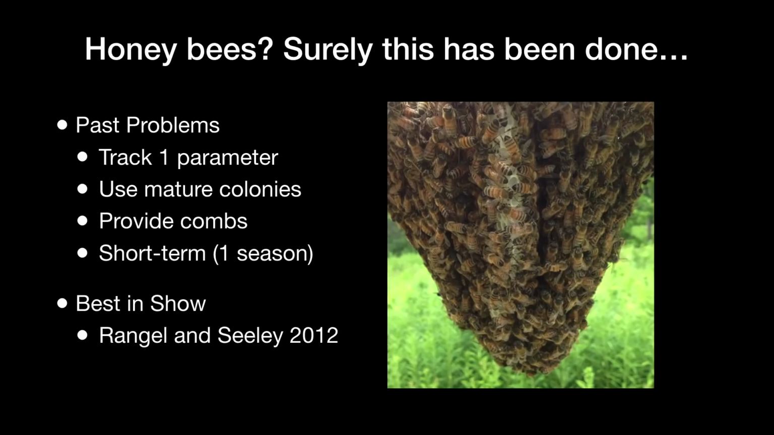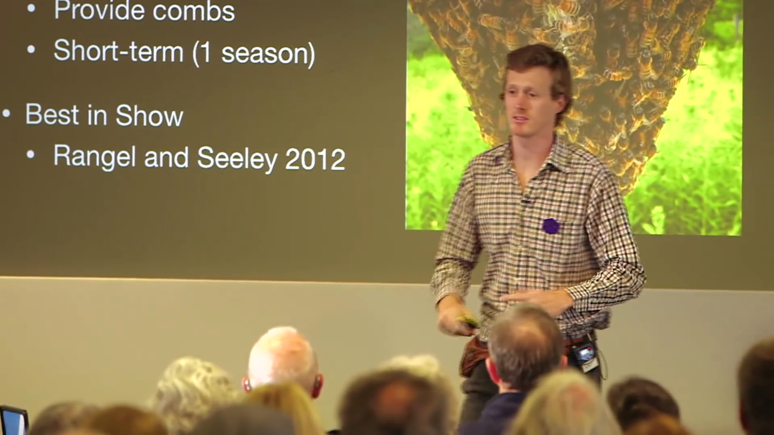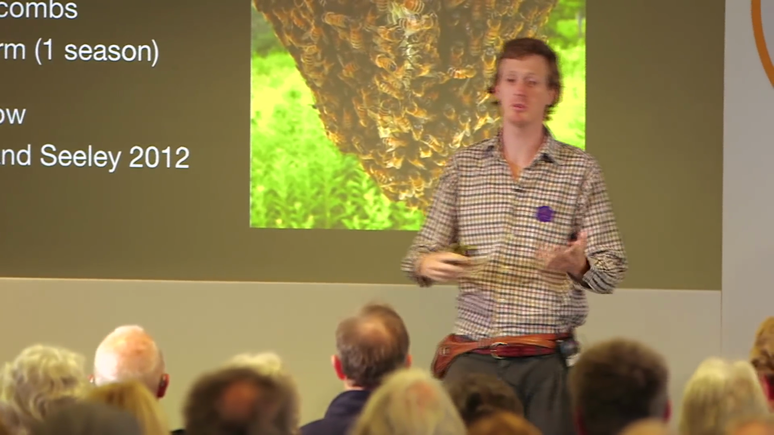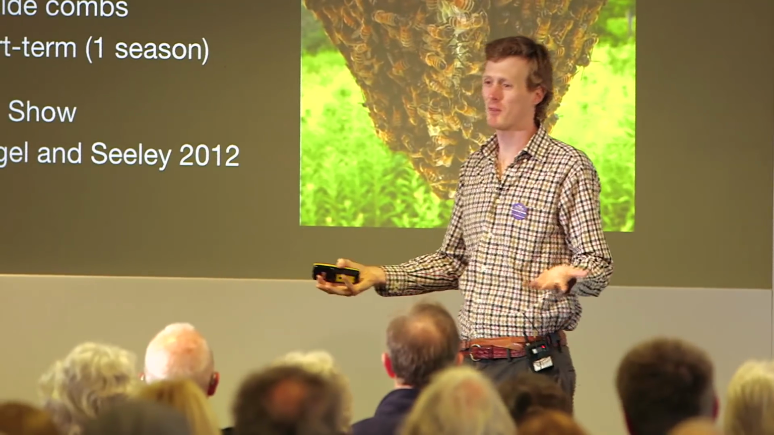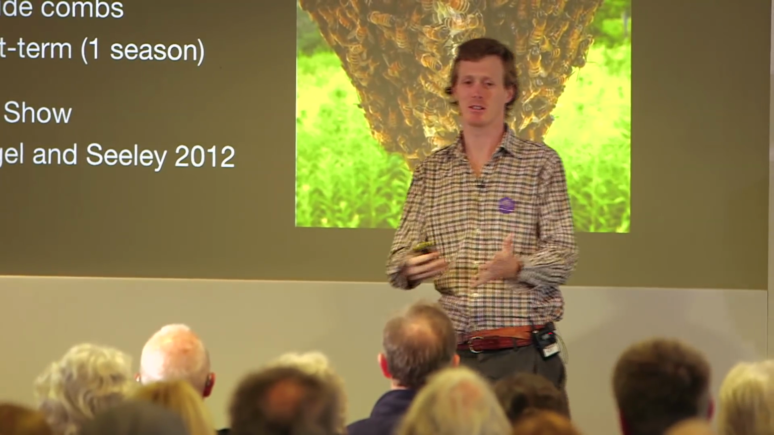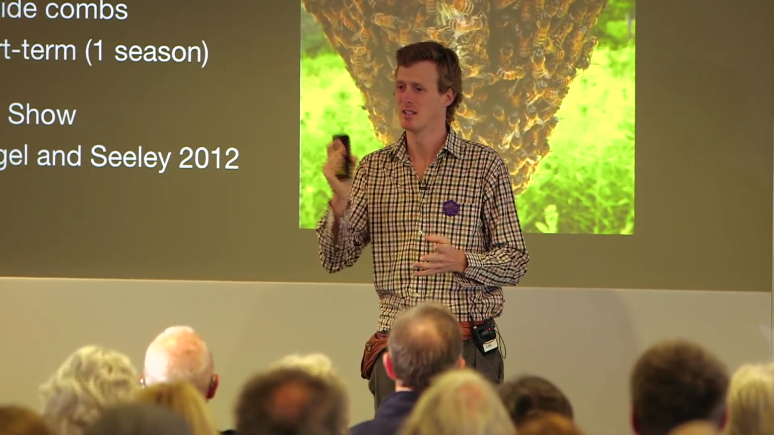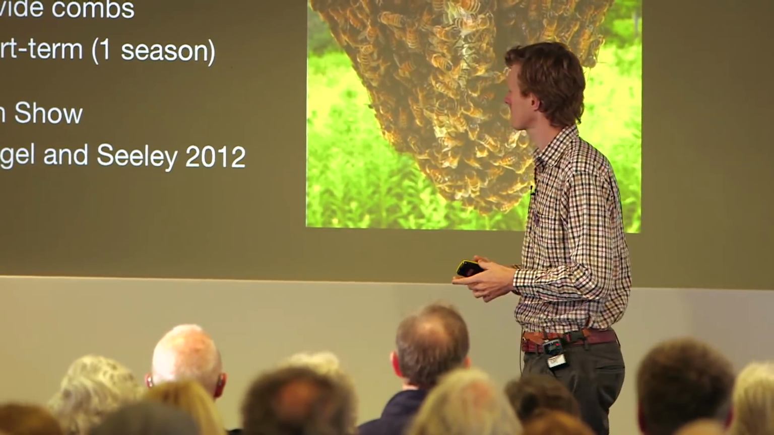Another big problem is that people use mature colonies. So you'd say, okay, I've got this colony, it's been living for a long time, it's four supers deep, and I'm going to track something like brood production. How much brood does this colony make? Well, you're looking at a mature colony. You're not looking at something from when it first starts through when it finally dies. You really have to get it at all stages of its life.